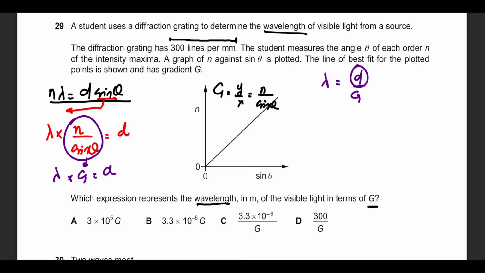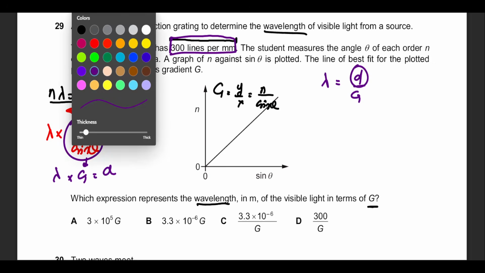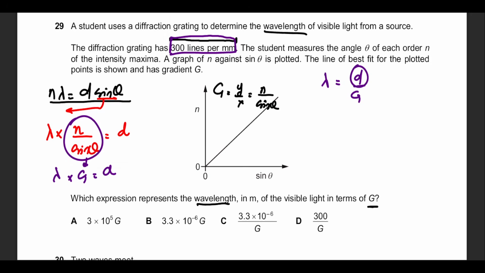Now what is d? d was this value given to you in the question, which is 300 lines per millimeter. And now the method that I've explained to you is this: whatever is written after the per, just put this in the numerator, which is 10 to the power minus 3. And whatever is written before goes in the denominator. Now when you solve this first and then divide it by g, you will get to this value, that this is 3.3 times 10 to the power minus 6 divided by g, which is equal to lambda. Should be option C. Let's move on to the next question.